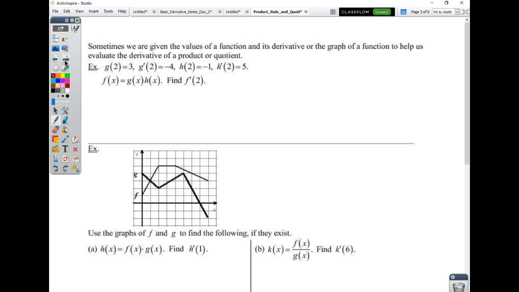All right. Problems like this drive me absolutely bonkers. Reason being, they're super easy and people miss them on a regular basis because they don't write out the problem. So here's the deal. I give you a bunch of relationships between g, g prime, h prime specifically at 2, and I give you the function values of each of those at 2. I tell you I've got an f of x. It's g of x times h of x. I ask you to find f prime of 2. So what am I asking you to do?